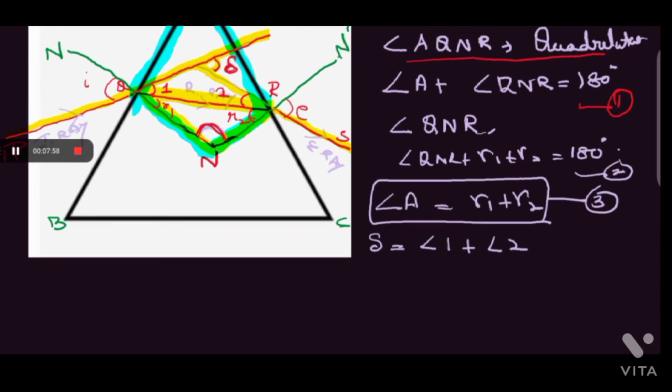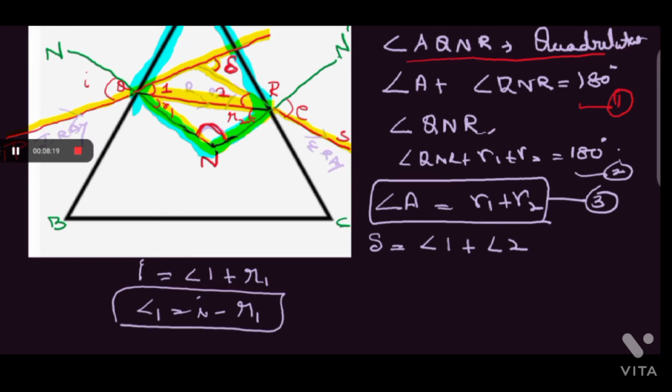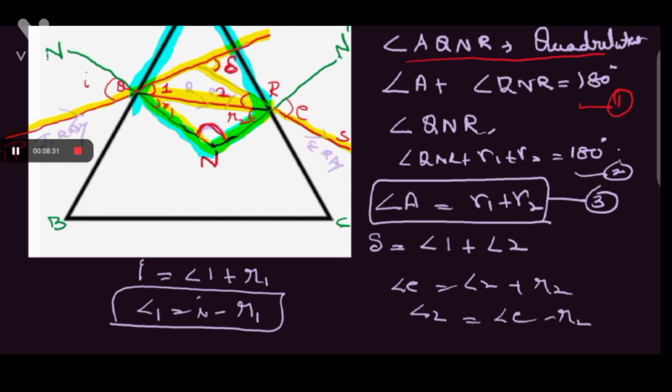For that, angle I you have to find out. If I want to find out angle I, this is your vertical opposite. So you will be writing it as angle 1 plus R1, so that angle 1 is equal to I minus R1. Right? And similarly, angle E is equal to angle 2 plus R2. Same property you are applying. What is angle 2? You are getting angle 2 equal to E minus R2.